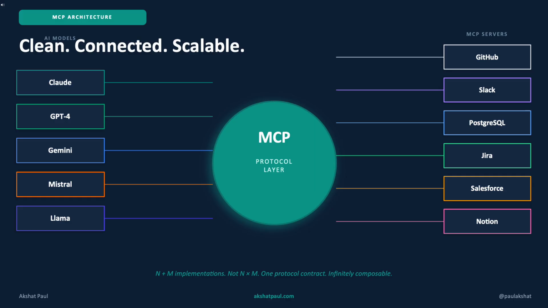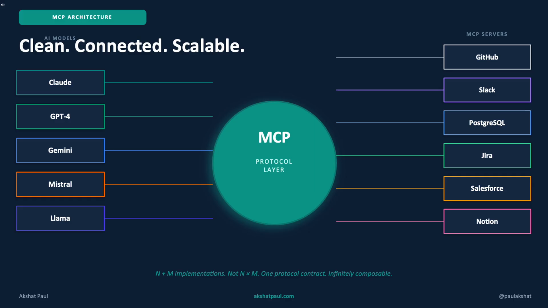On the right, your tools, GitHub, Slack, Postgres, Jira, Salesforce, Notion. They each implement an MCP server once. That's it. In the middle, the MCP protocol layer, a shared contract that both sides agree to. Every line you see here is not a custom integration, it's a protocol compliant connection.